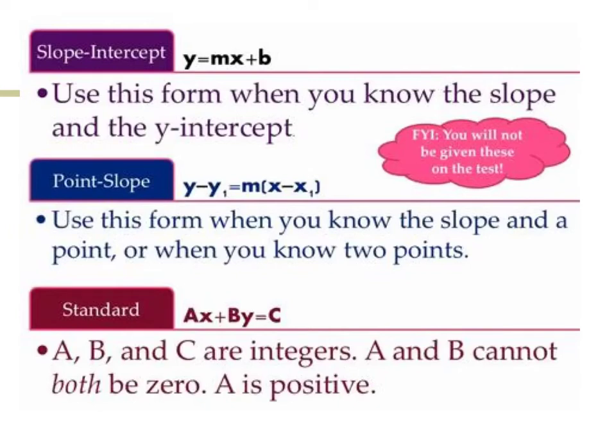Okay, remember we have 3 forms of linear equations. We have slope-intercept form, where m is our slope and b is our y-intercept. We want to use this form when we know the slope and we know the y-intercept. Our second form is point-slope form, and we want to use this form when we know an ordered pair, an x1 and a y1, and we know our slope. The third form we've talked about is standard form, and standard form is ax plus by equals c. Remember, a, b, and c are all integers. Both a and b cannot be 0, and a must be positive.